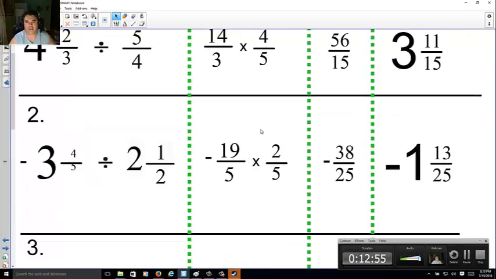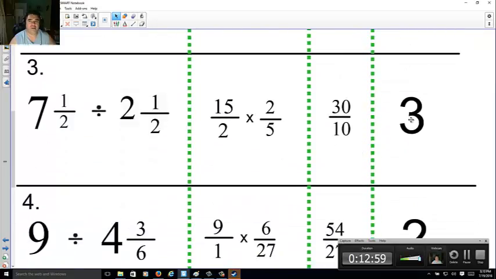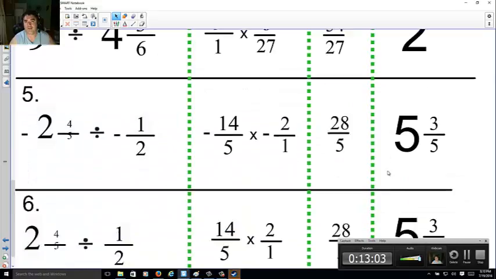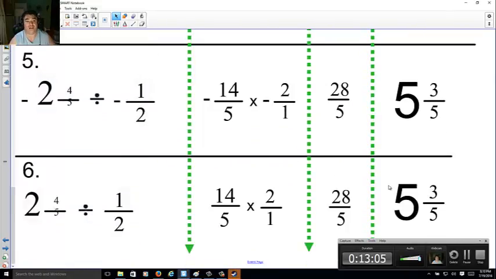Number 1, I got 3 and 11/15. Number 2, -1 and 13/25. Number 3 is 3. Number 4 is 2. 5 is 5 3/5. And 6 is also 5 3/5. What's the difference between these two? Oh yeah, these 2 are negative and these 2 are positive. But 2 negatives make a positive and 2 positives make a positive. So there.